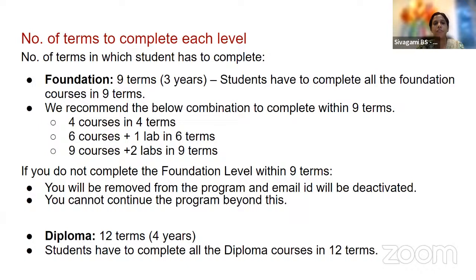Even if you do that, you'll have to finish 4 courses in 4 terms, 6 courses and 1 lab in 6 terms, and 9 courses and 2 labs in 9 terms. So as per this ruling, even if you do 1 course per term, we have given you enough time to complete all the foundation level courses. But we always recommend you do at least 2 courses per term, which is a very, very moderate speed. Okay. Similarly, please note, if you have not completed the foundation level within 9 terms, it will be difficult to continue in this program.